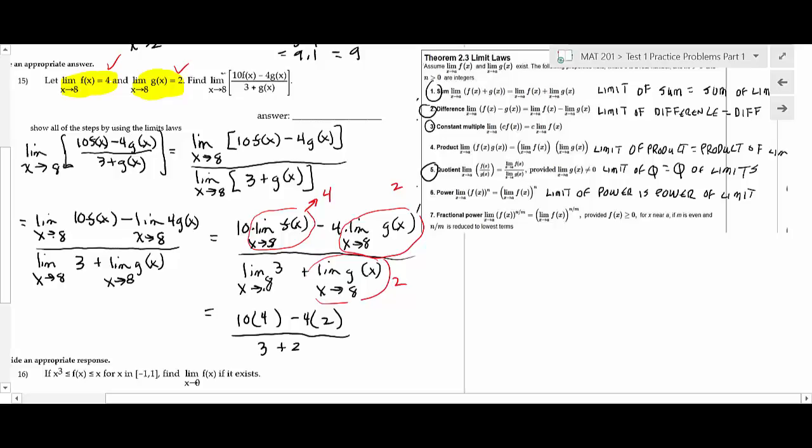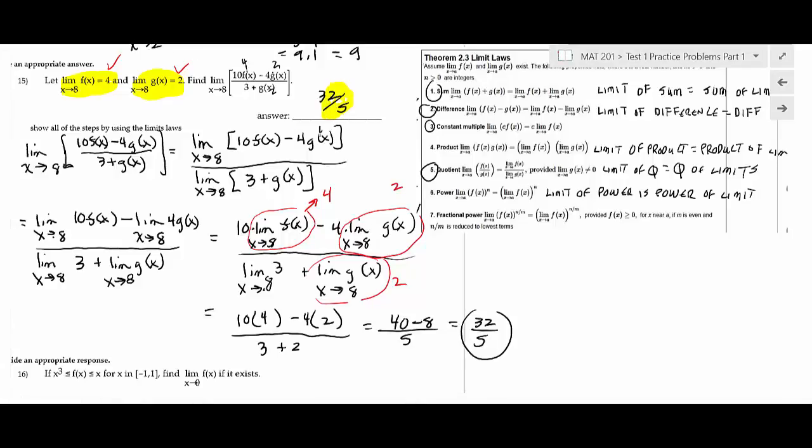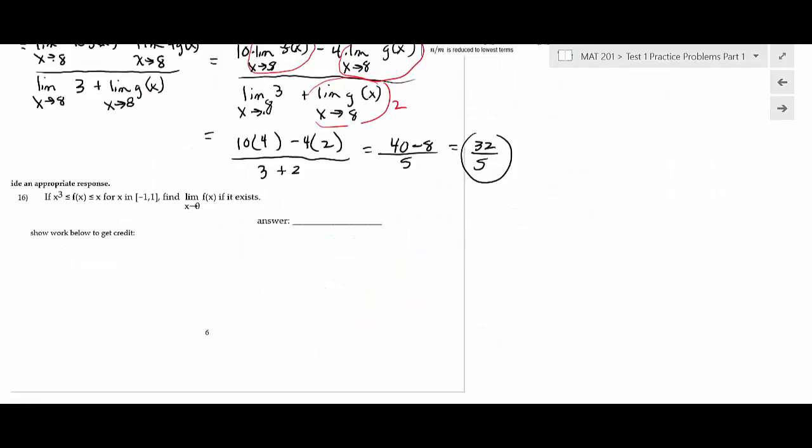Yeah, now really we're plugging in. I mean, there's no doubt that that's a 4, that's a 2, that's a 2. So you're doing 10 times 4 minus 4 times 2 over 3 plus 2. But I want you to show that you understand the limit laws. I don't give you the limit laws, you need to know those. Okay, so that would be 40 minus 8 over 5, so that's 32 over 5 should be the answer of that problem then. Okay, so you want to show me that you can write out limit expressions in that way.